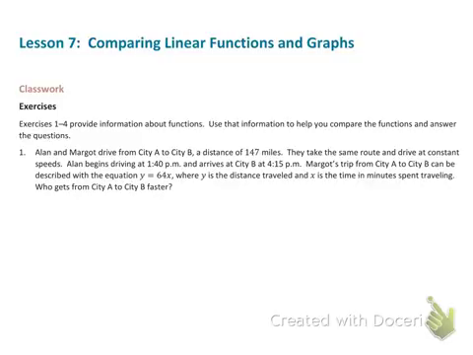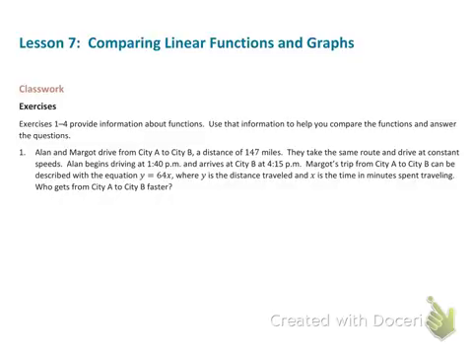Okay, so we're going to look at exercises 1 through 4 first, and they give us information about functions, and you're just going to use the information given and answer the questions. Okay, so the first one says that Alan and Margot drive from city A to city B, a distance of 147 miles. They take the same route and they drive at constant speeds.